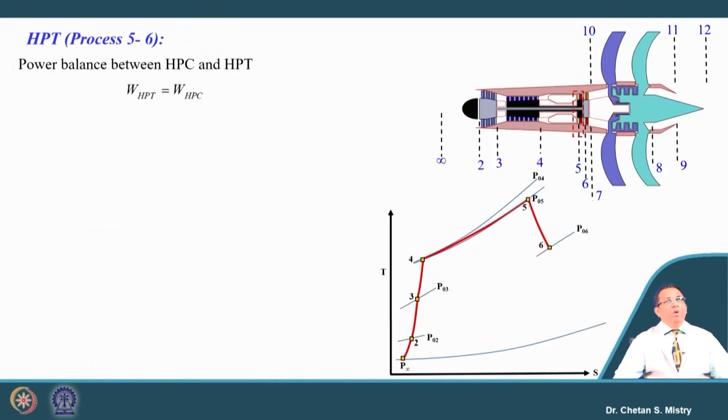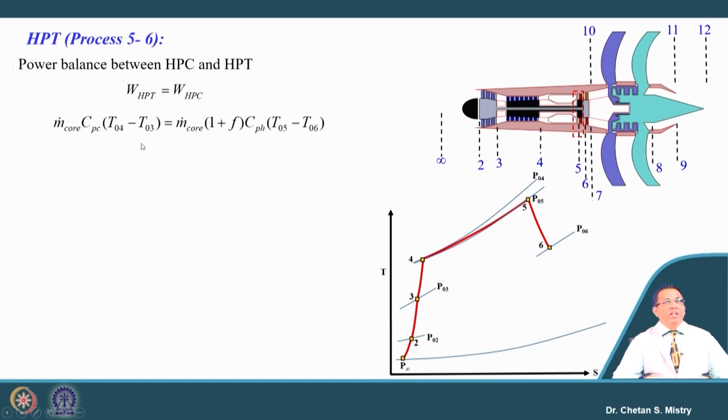Okay. Now, let us move towards the next configuration, where we have our HP turbine. We know this HP turbine is mainly used to rotate the HP compressor. So, in order to calculate the temperature at the exit of the HP turbine, we need to write down the work balance equation. Let us put the work balance equation here.